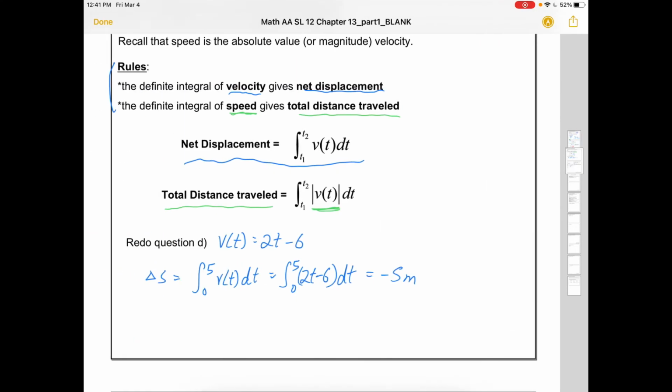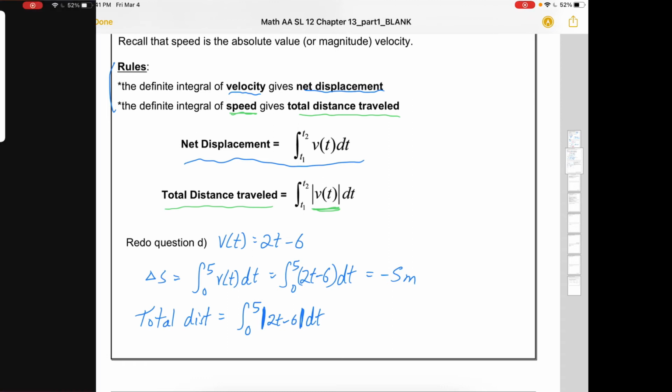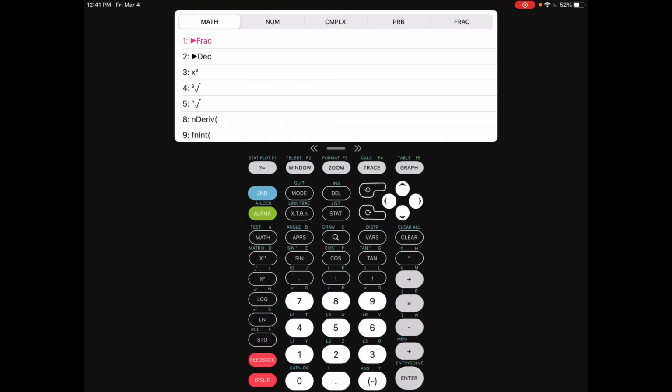That's not a whole lot harder or easier than doing it just using the position function, especially since you had the position function. The total distance traveled, however, that will be a big win. So it will be from 0 to 5 of the absolute value of velocity, so the absolute value of 2t minus 6. That integral is kind of hard to do analytically, but it's not that difficult to do with our GDC. So again, I hit Math, I go down, and I find the definite integral.